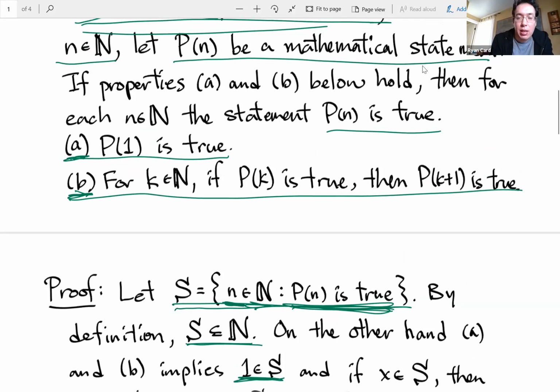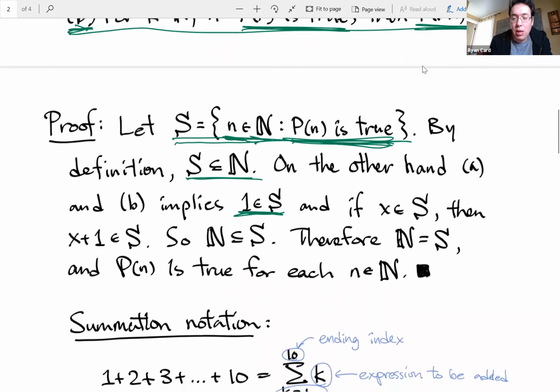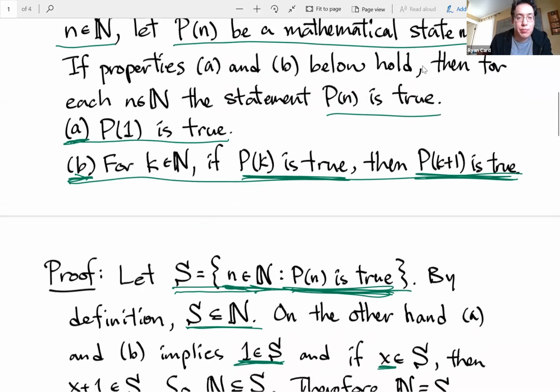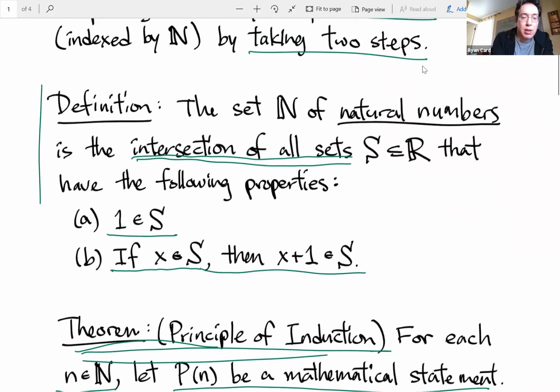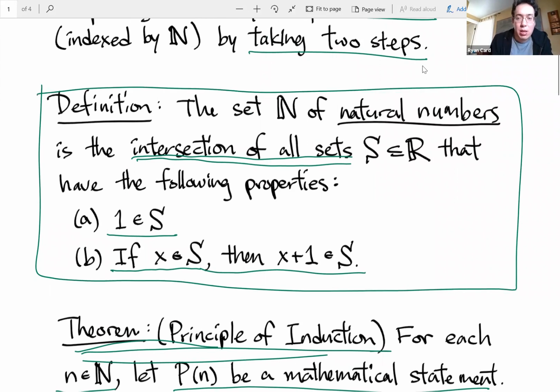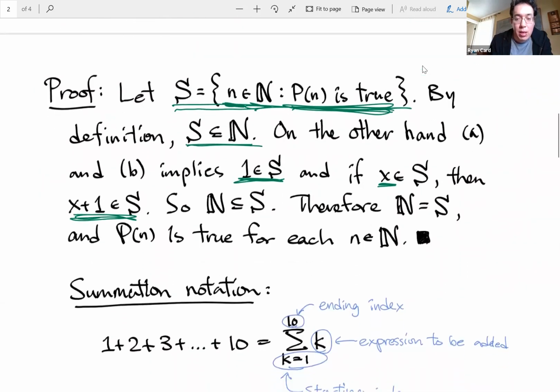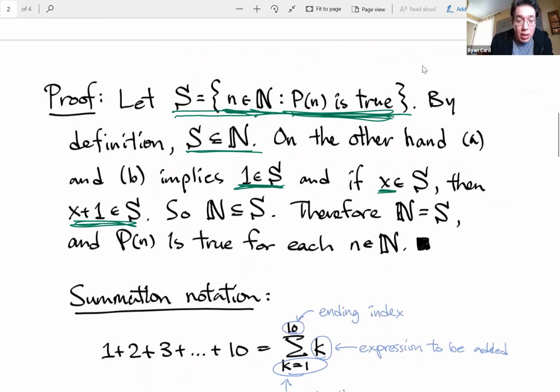And we also have that if P of k is true, then P of k plus 1 is true. So if you have an element in the set where it's true, then k plus 1 is in the set. I'm comparing this against the definition for natural numbers. Natural numbers is the intersection of all sets that have these two properties. Because natural numbers is the intersection of all of these sets that satisfy the A and B properties in the definition, it has to be contained in S, so S contains the natural numbers.